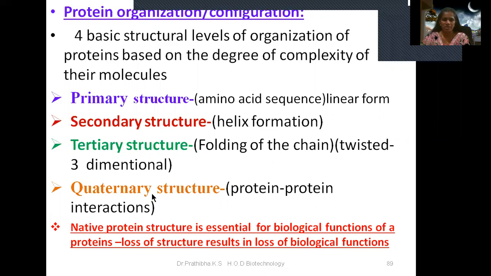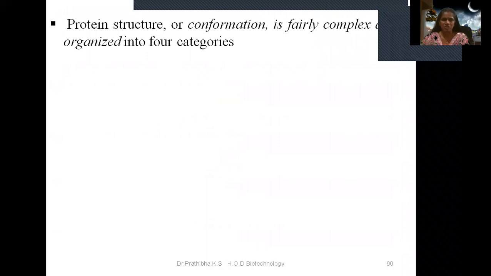structure, and quaternary structure. Native protein structure is essential for biological functions of a protein. Loss of structure results in the loss of biological functions. You could see this loss of structure during denaturation. During the denaturation process, physical and chemical agents may bring the loss of structural configuration of the proteins, resulting in loss of biological function, because the native protein configurations are highly responsible for the biological functions of a protein. Even a minor change can lead to the loss of that specific biological function.